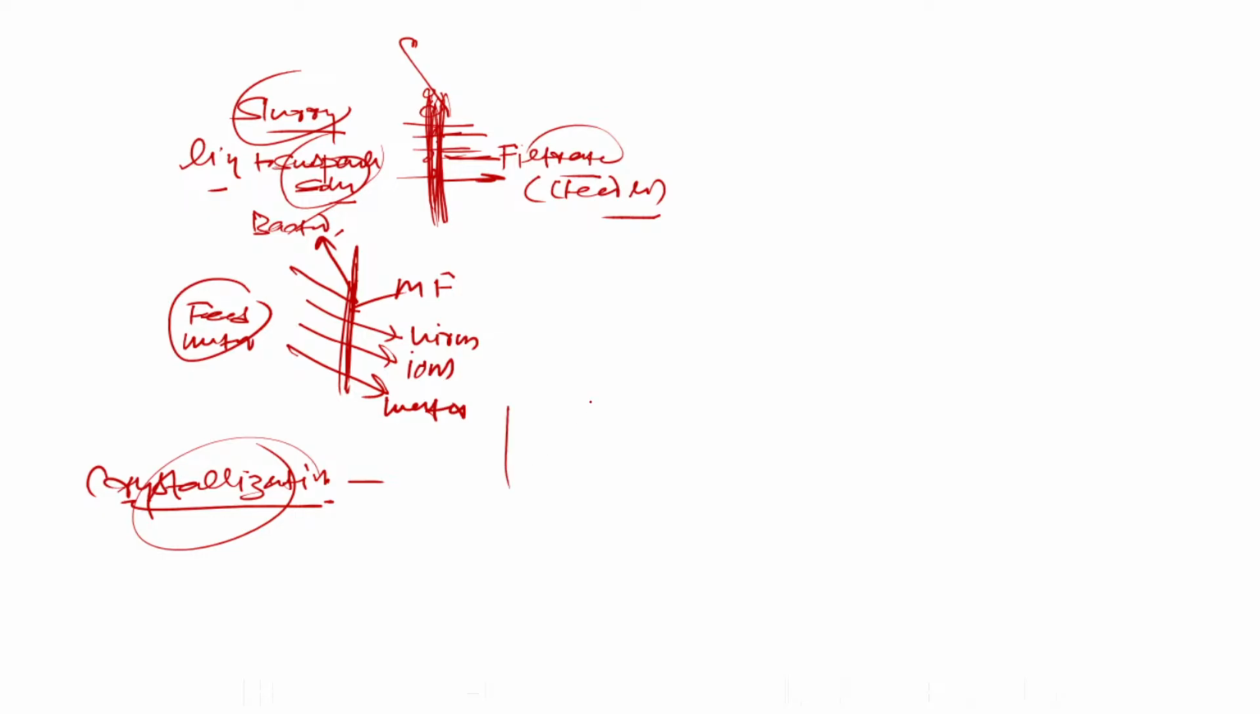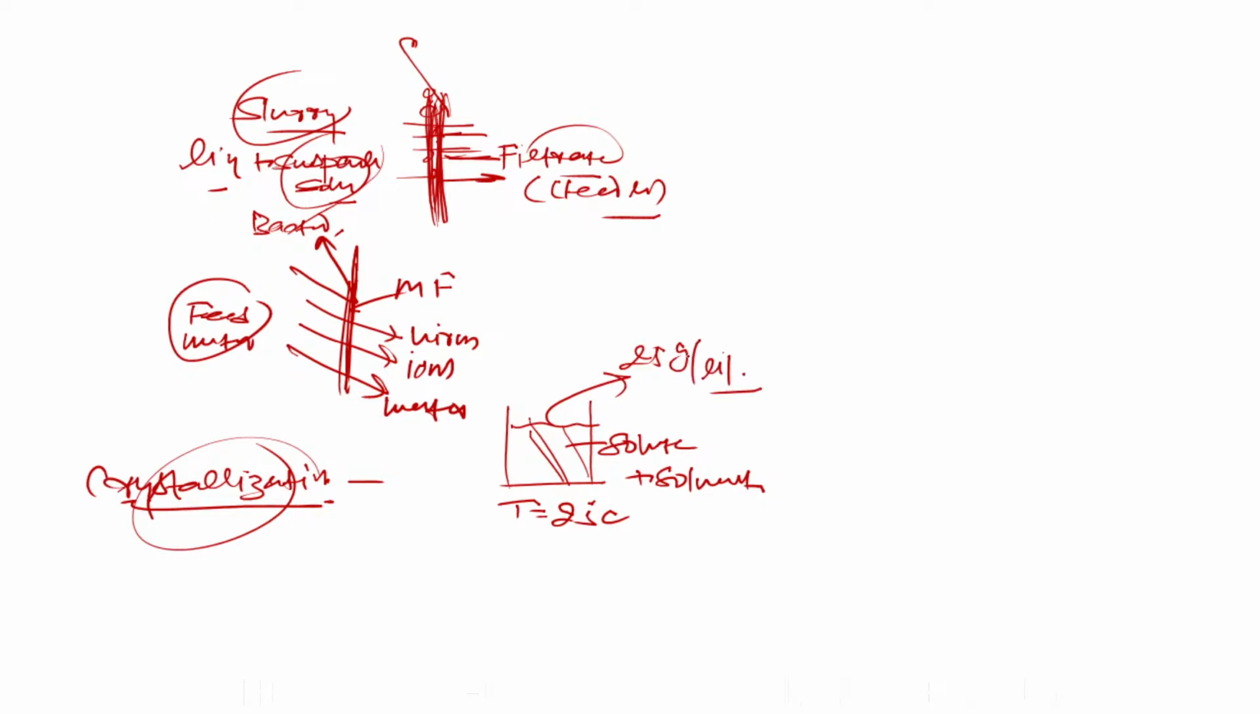For example, suppose you have a liquid solution. Solution means solute plus solvent. If I say that at a temperature of 25 degrees Celsius the solubility of the solute is 25 gram per liter, what does it mean? It means 25 gram of solute can be dissolved in 1 liter of solvent. That's the meaning of solubility at this temperature.